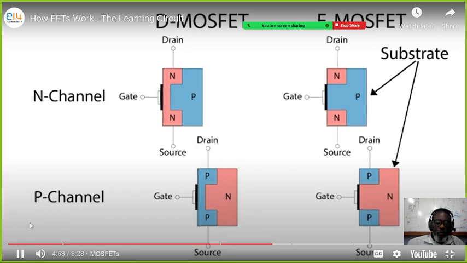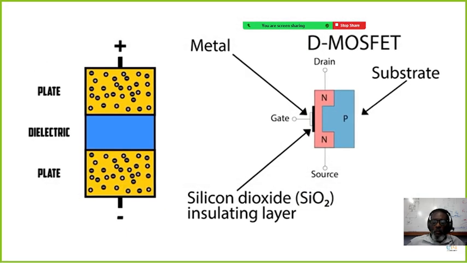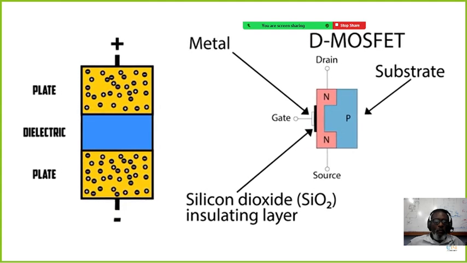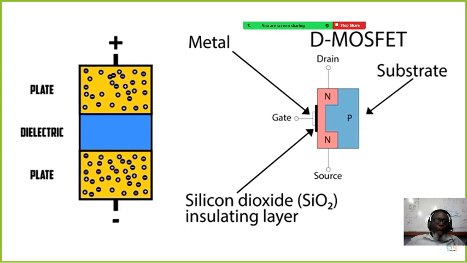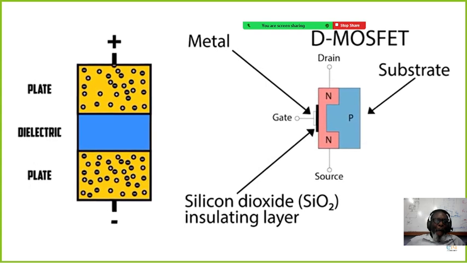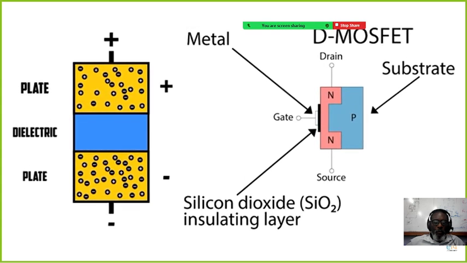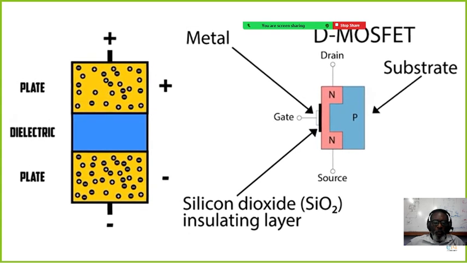P-channel MOSFETs have an N-material substrate. The MOS acts like a capacitor. Due to the insulating oxide layer, the conductive layers don't touch, and therefore, current can't flow between the gate and the rest of the FET. But if the metal conductor at the gate becomes charged, it will cause an equal and opposite charge in the semiconductor substrate, just like in a capacitor.